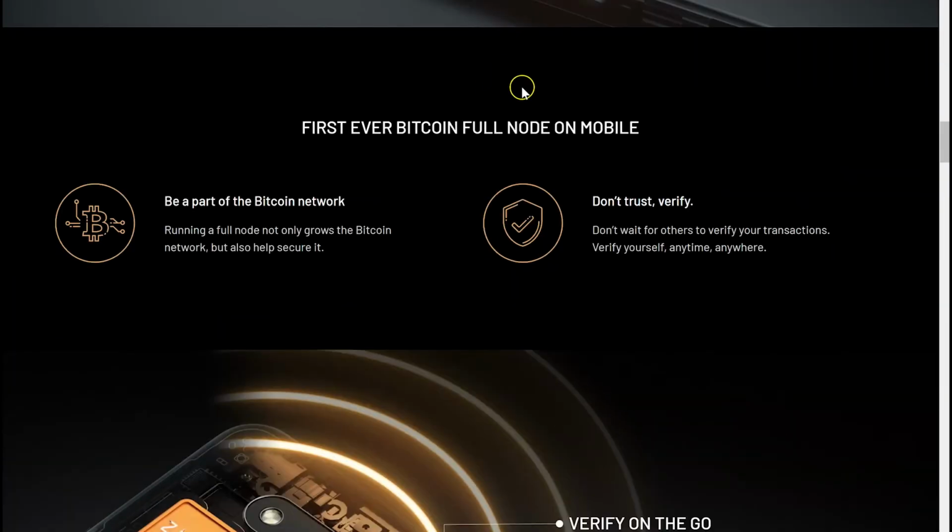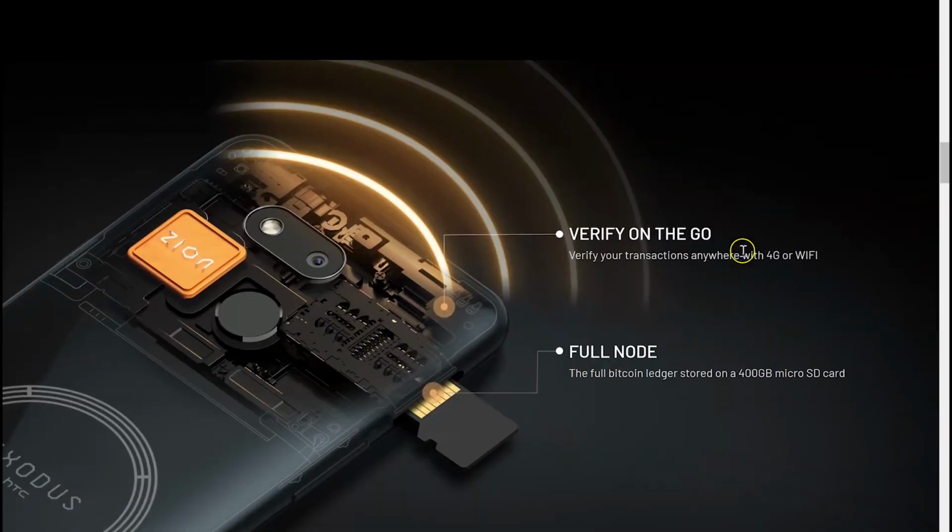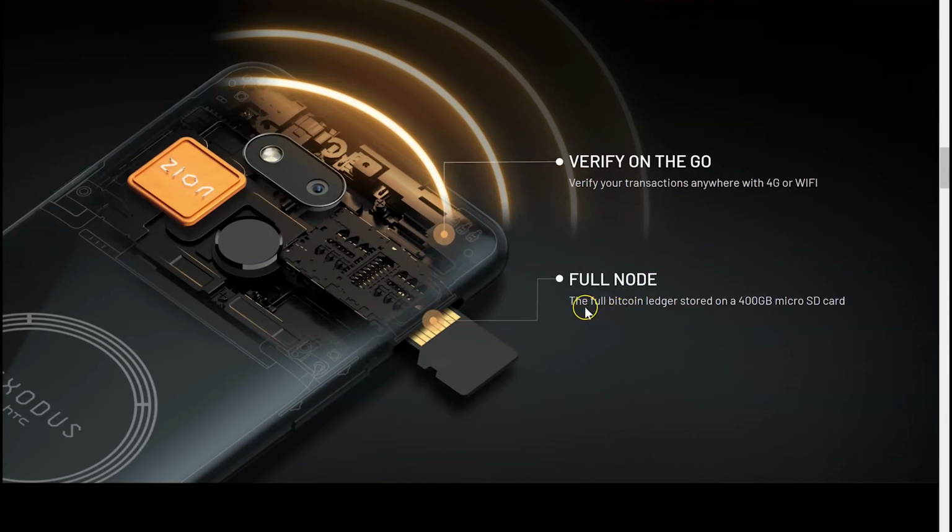First ever Bitcoin full node on mobile. Be a part of the Bitcoin network. Running a full node not only grows the Bitcoin network, but also helps secure it. Don't trust, verify. Don't wait for others to verify your transactions. Verify yourself anytime, anywhere. The full Bitcoin ledger stored on a 400 gigabyte micro SD card.